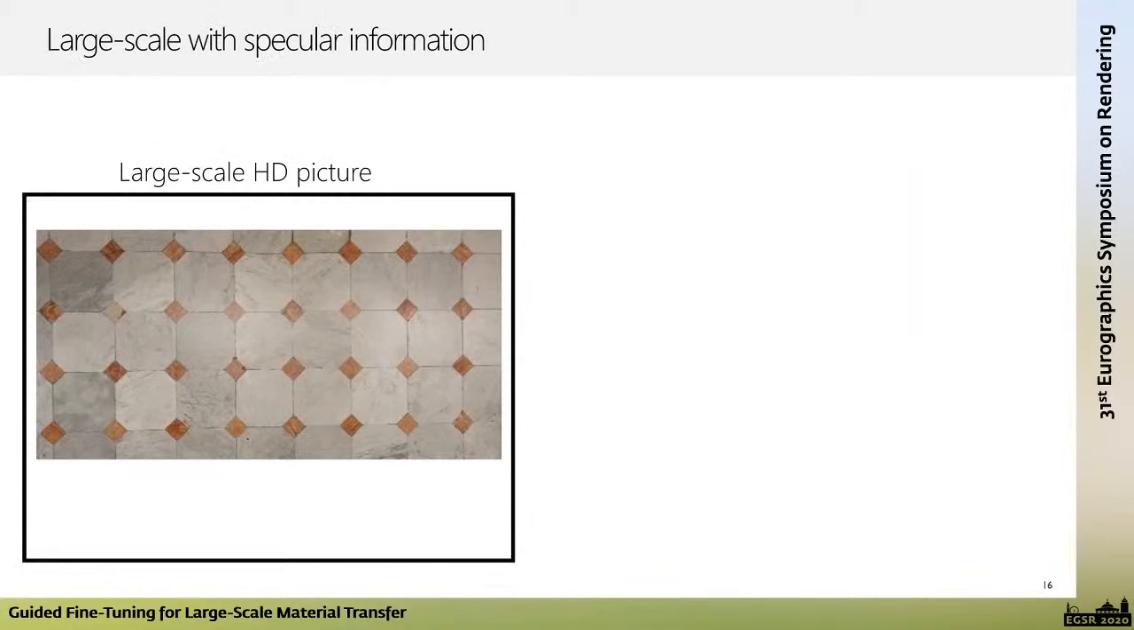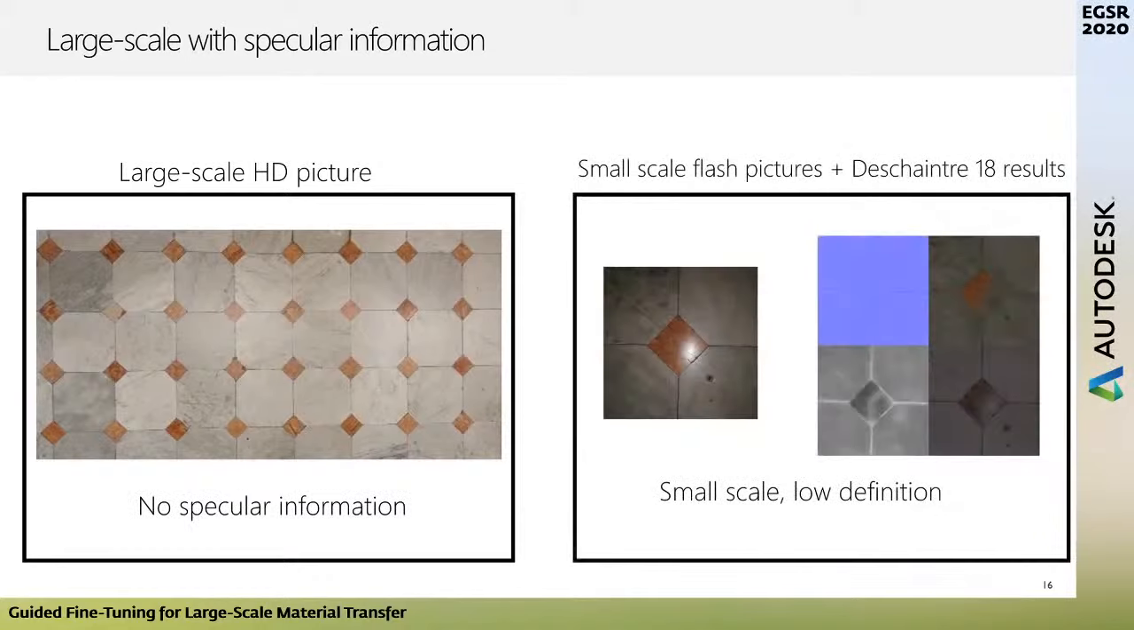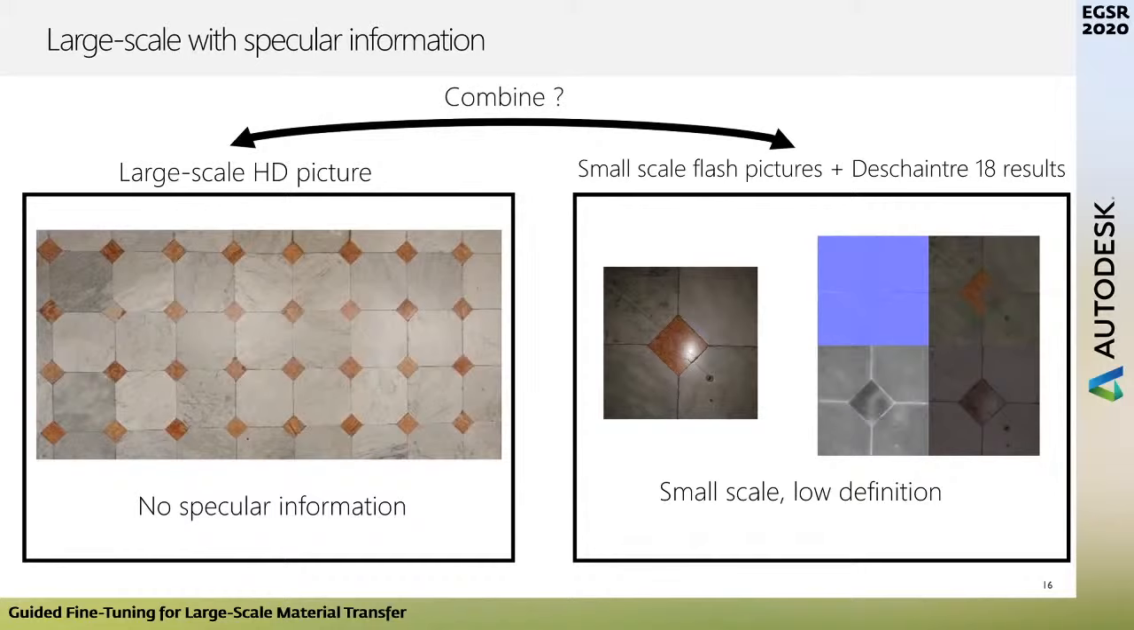So on one end, we have a large-scale picture without a flash, which is missing specular information, and on the other hand, we have small-scale flash pictures from which we know how to extract material parameters. So the question is, could we combine those and transfer the information from the small scale to the full picture?